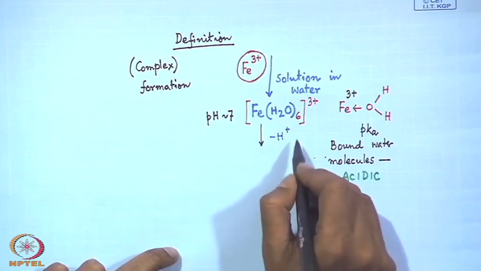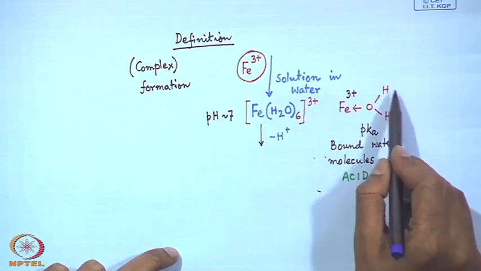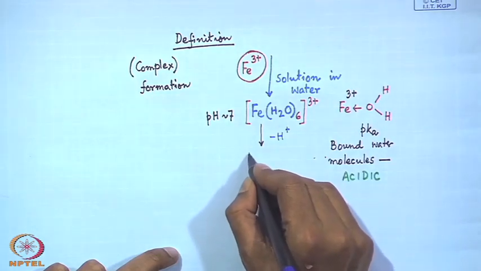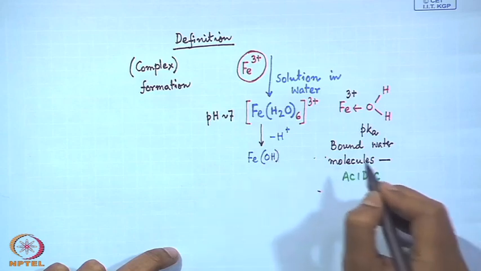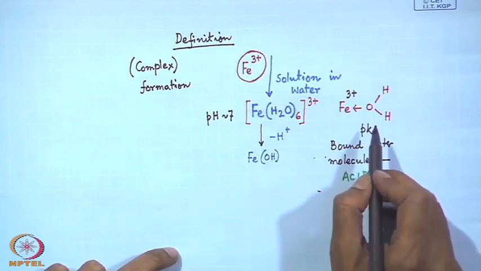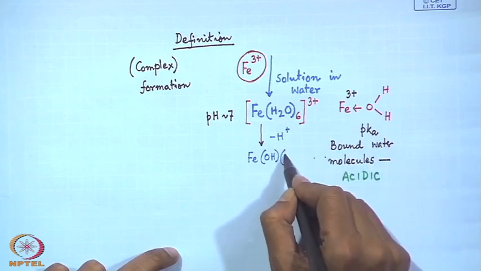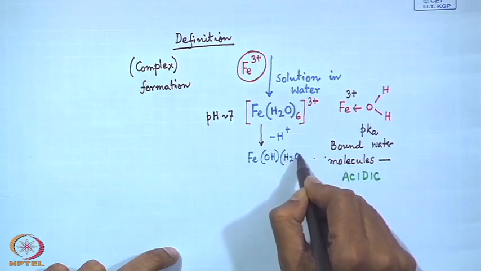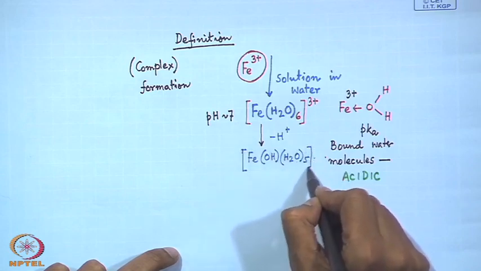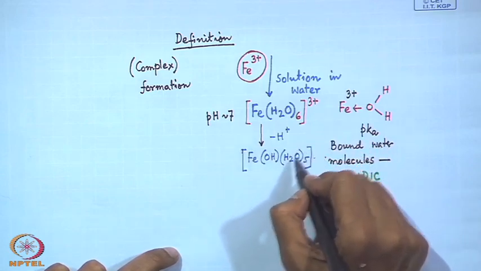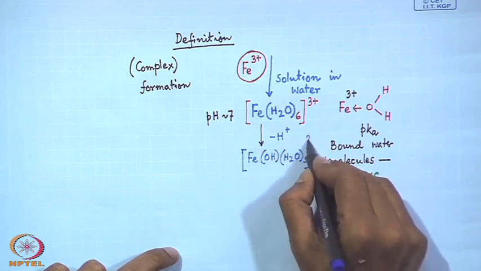If one proton is released from one such Fe-OH2 bond, we will get at least one Fe-OH bond. That means instead of aquo coordination we have hydroxide coordination, and the remaining 5 H2O will be there as water molecules, and we have release of 1 proton. So the charge will be neutralized at one point. So this will be 2 plus.